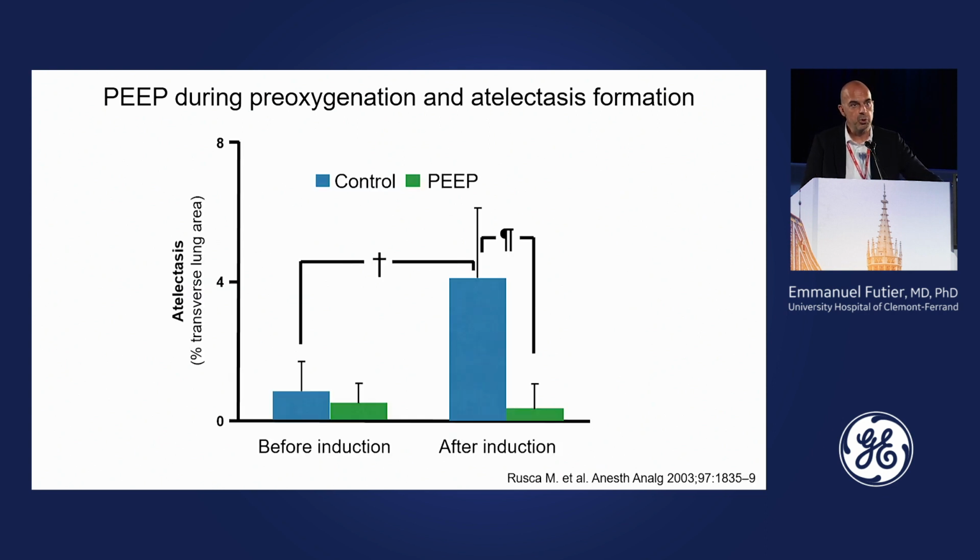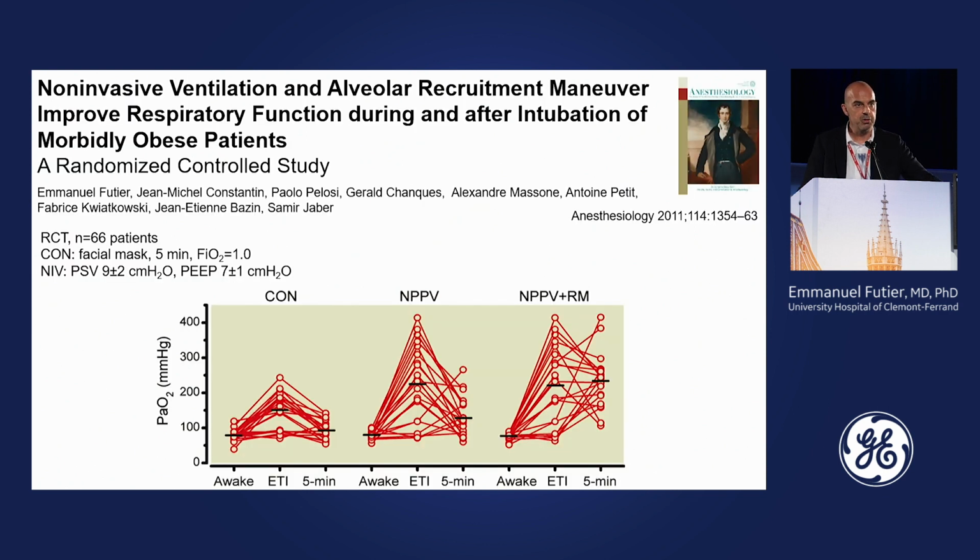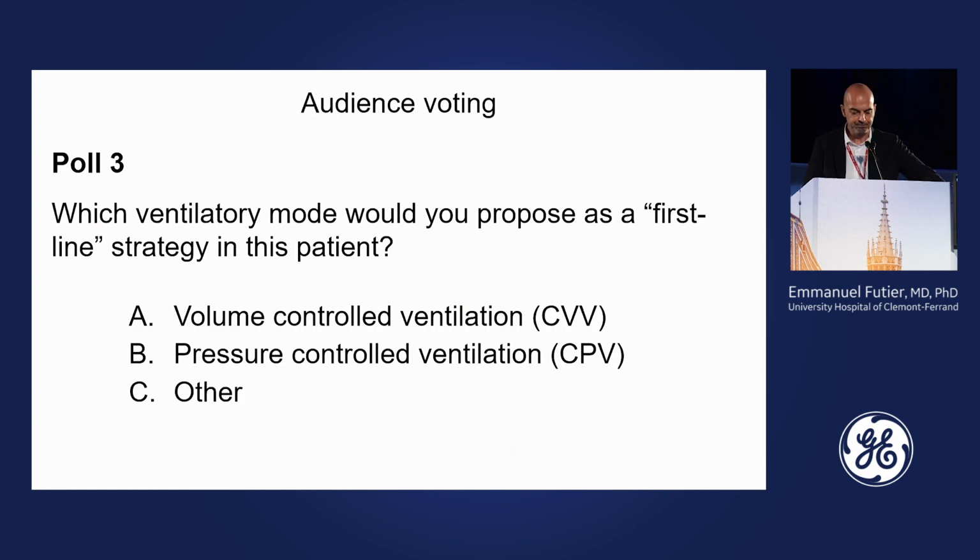And obviously PEEP will also decrease the proportion of atelectasis within the lung. So the use of NIPPV, especially when using PEEP, can be useful in some patients. But again, keep in mind that as soon as you remove the mask, the effect of NIPPV will probably quickly disappear. It can also be useful in some patients, at least in obese patients, to consider a recruitment maneuver after intubation, but this is another question.